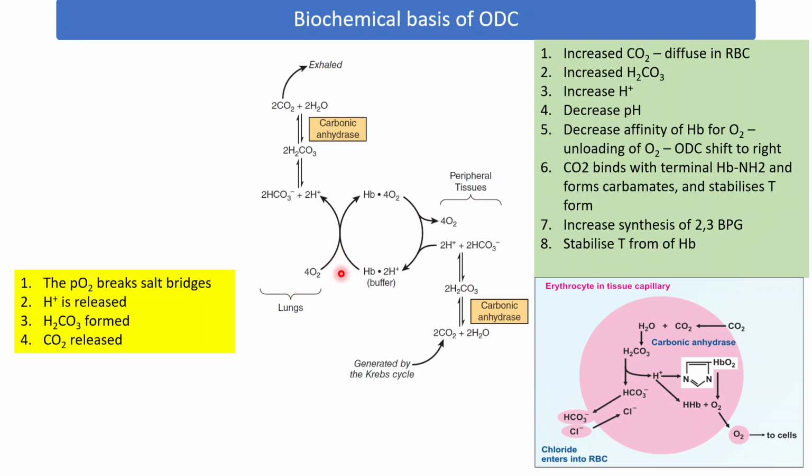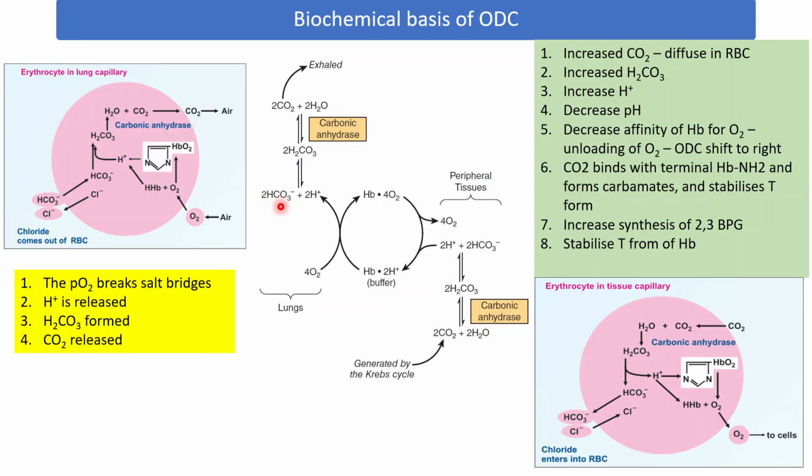At the lungs, the oxygen binds with this hemoglobin. This oxygen breaks the salt bridges which are formed, and the H positive ions are released. Again formation of carbonic acid is seen. The H positive ions combine with the bicarbonate which was transported. You can see over here, the bicarbonate ions which had gone out, extracellular, again go inside the RBC, combine with H positive ions and form carbonic acid. Carbonic acid dissociates into water and carbon dioxide, and this carbon dioxide is exhaled out.